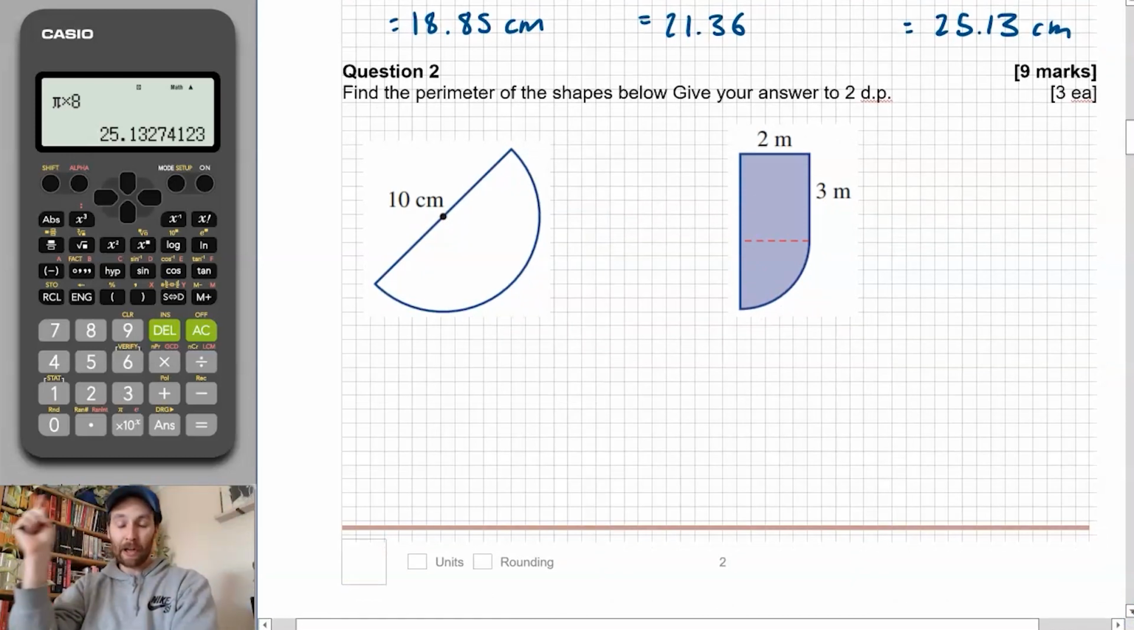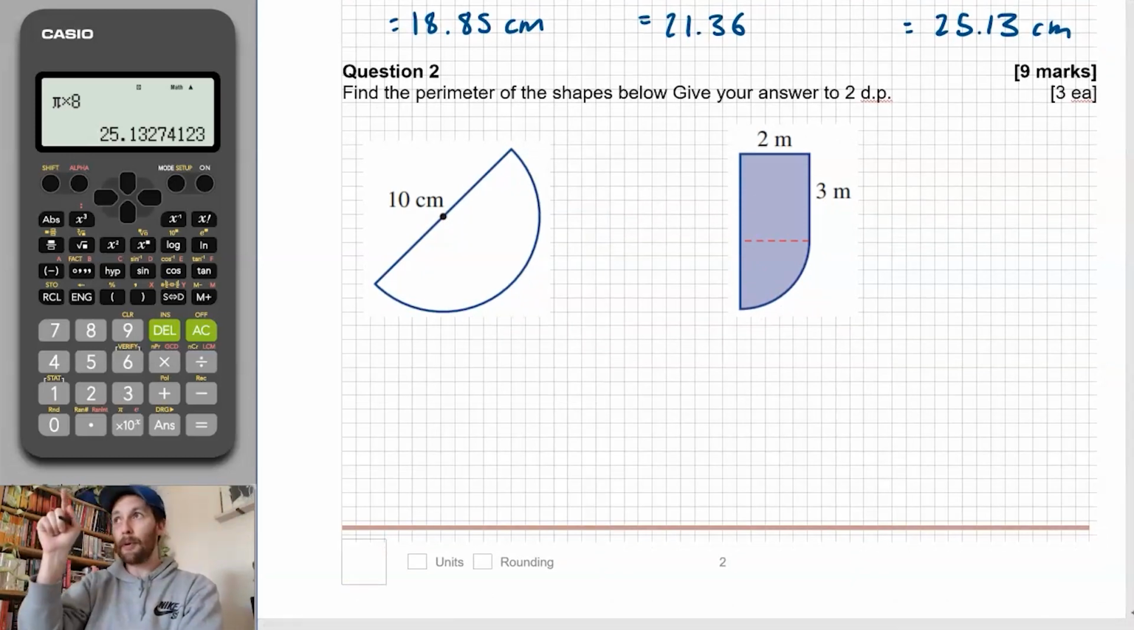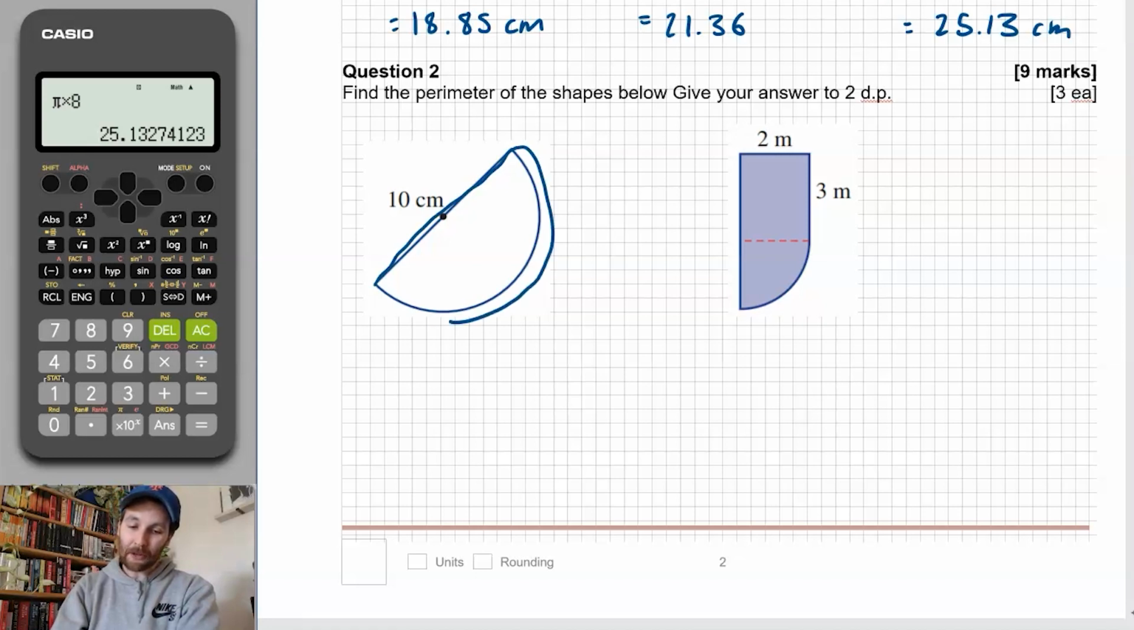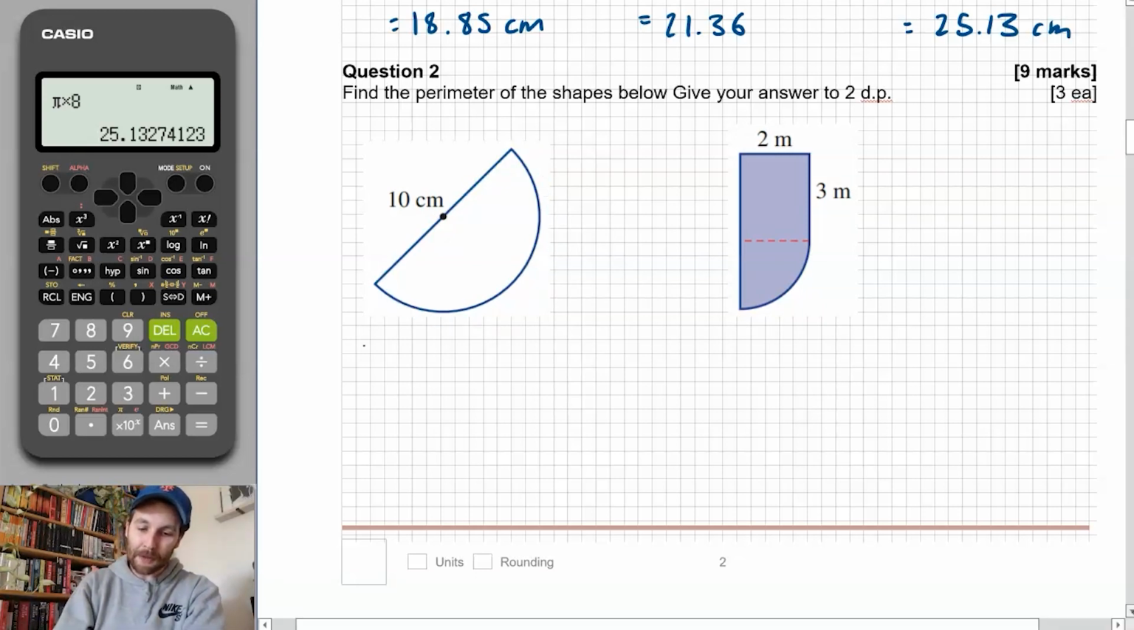So that word circumference that we just did, that means the perimeter of a circle. It's a special word for perimeter of circles. But for these shapes, these are made of part circles, but they're not circles exactly. So we're back to using perimeter for these ones.